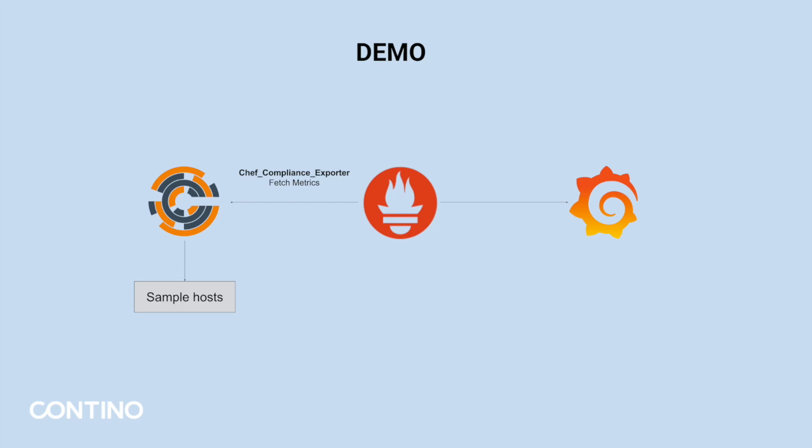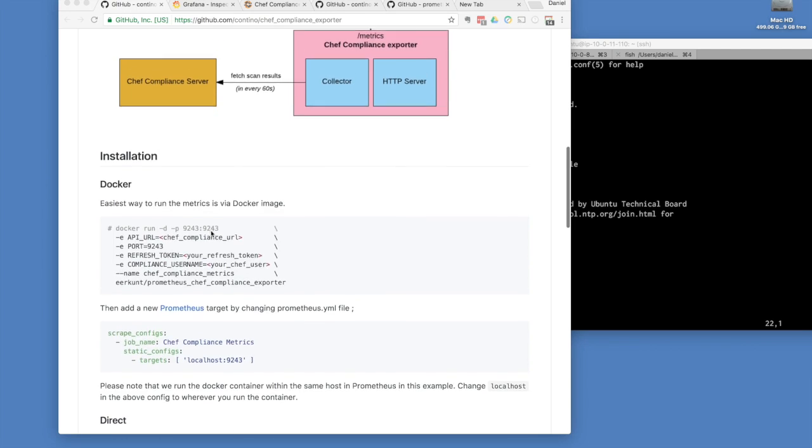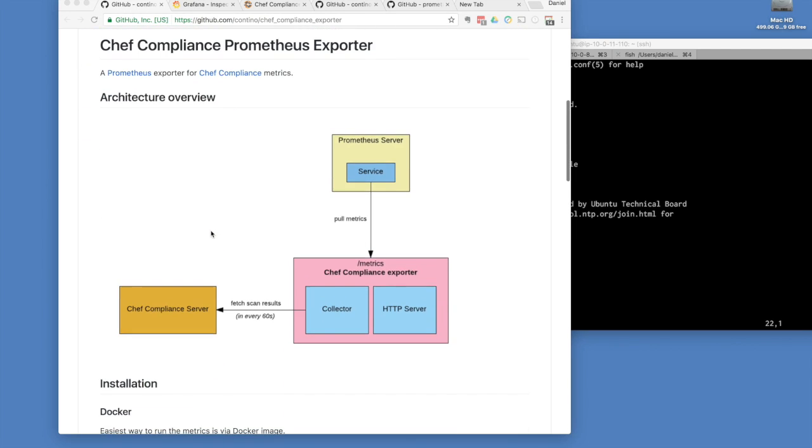In our demo, we're going to use three tools. The first one on the left is the Chef Compliance server, and that will store our compliance profiles, connect to the nodes, and run them against our three sample nodes. Prometheus will fetch the metrics from Chef Compliance using our module called the Compliance Exporter, and Grafana is going to provide a customizable dashboard to visually display the compliance results. The Chef Compliance Exporter will poll the compliance server every 60 seconds and will be available for the Prometheus server for collection and storage.